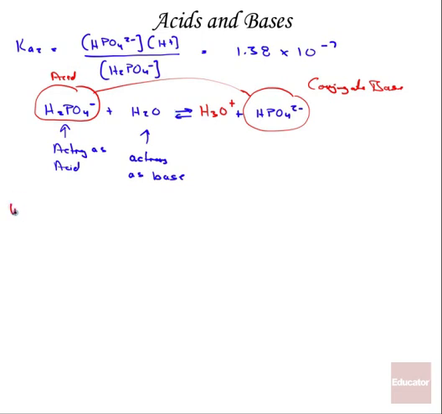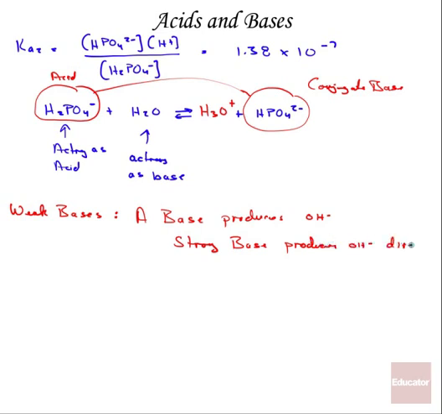All right, now let's talk about weak bases. Okay, let's just say first of all, a base, whether weak or strong, is something that produces hydroxide ion in solution. Well, a strong base does it directly. Strong base produces OH minus directly. And by directly, I mean it just dissociates, and when it dissociates, hydroxide just goes into solution. An example of that would be potassium hydroxide.